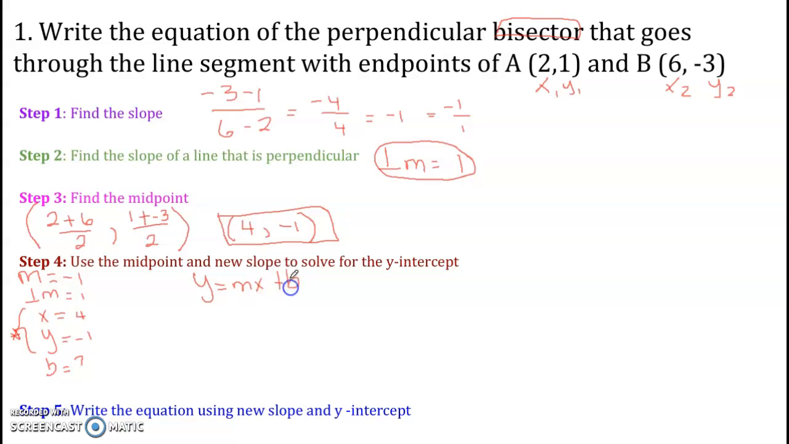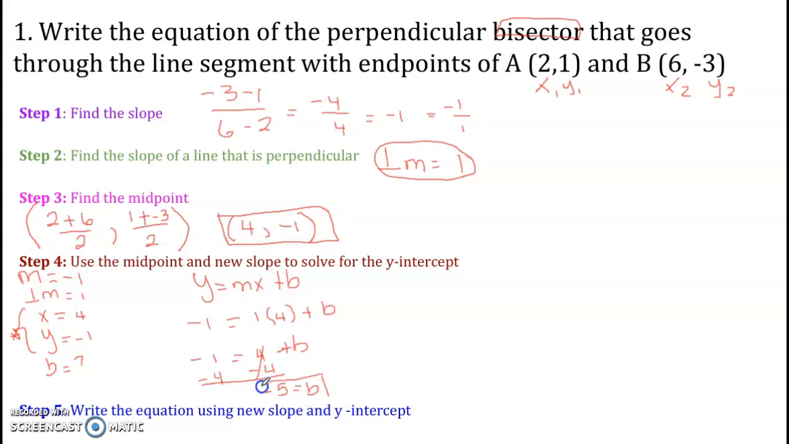This is almost identical to what we've been doing with the perpendicular line. Because it's a perpendicular bisector, I'm going to use the perpendicular slope. So negative 1 equals 1 times 4 plus b. Negative 1 is equal to 4 plus b. I get b by itself: minus 4 on both sides. Those cancel. Negative 5 equals b.